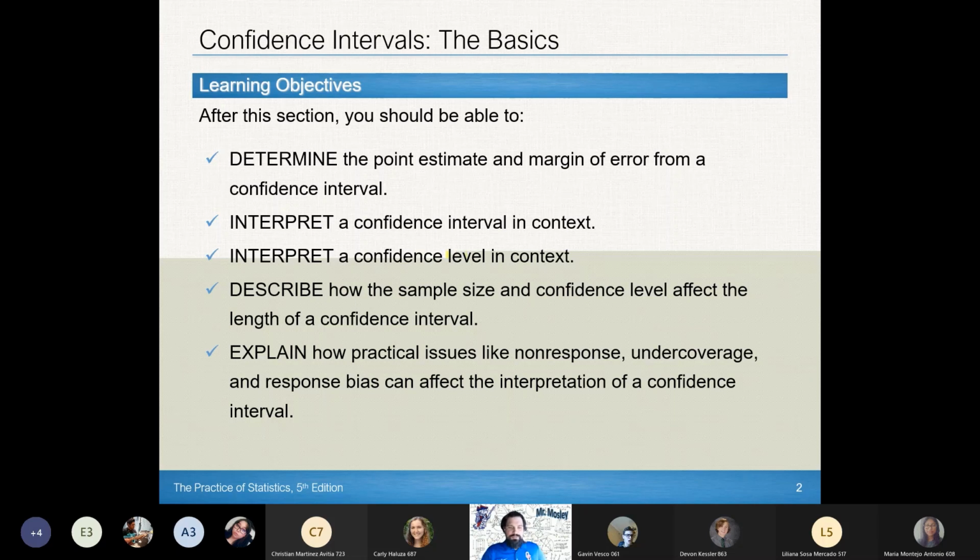We need to be able to determine the point estimate and margin of error from a confidence interval, interpret a confidence interval in context, and interpret a confidence level in context. We want to be able to describe how the sample size and confidence level affect the length of a confidence interval. Explain how practical issues like non-response, undercoverage, and response bias can affect the interpretation of a confidence interval. These are things we'd like to do.